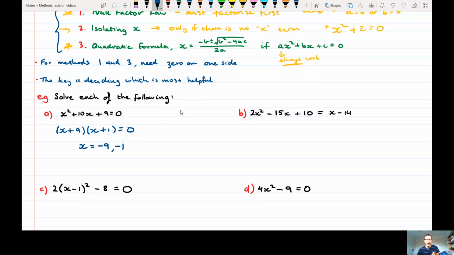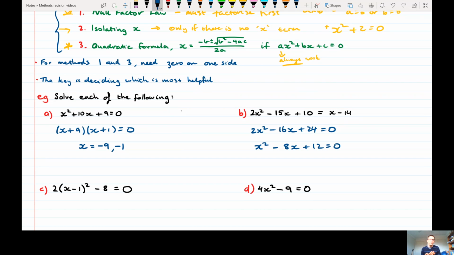So factorize and solve. This next one, I can clearly see it's not going to be method 2 because there's an x term. We don't want the x terms to use method 2. So it has to be quadratic formula or null factor law. But in both cases, I need to have a 0 on one side. So I'm going to subtract the x and add the 14. So this is going to move across, and you're going to end up with 2x² - 16x + 24 = 0. There's a common factor of 2, so I'm going to divide through by that common factor. x² - 8x + 12 = 0.